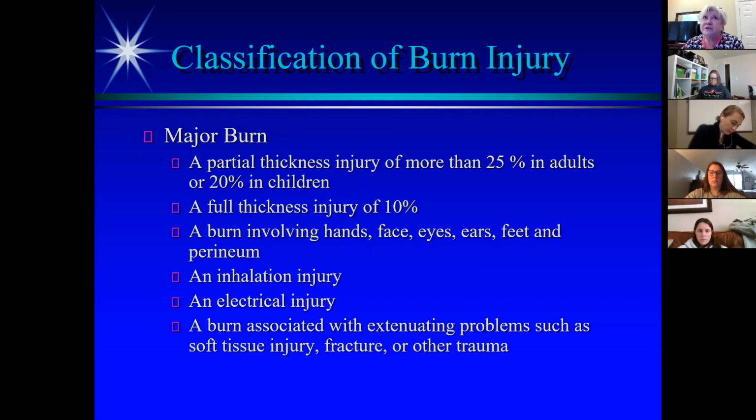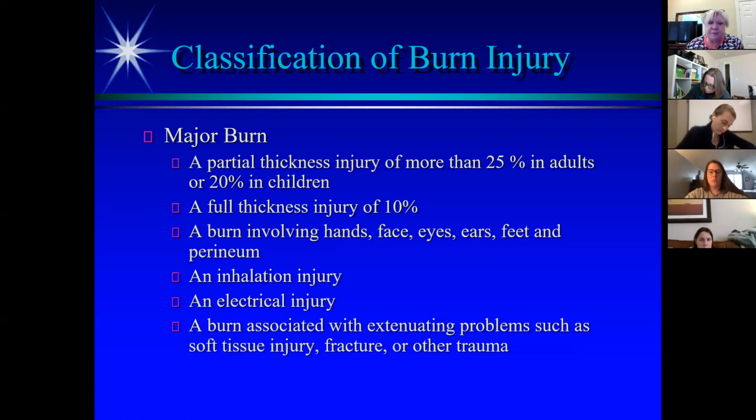of greater than 10%. If you got a significant partial thickness burn of anything on your face, ears, eyes, feet, perineum, that requires hospitalization. Any inhalation injury, we're going to talk about inhalation injuries, an electrical injury, or any other concomitant injury, like if you got a shock and you fell off a roof and you broke your femur. If there's a concomitant injury that goes along with it, or you were in a trauma and the car caught on fire, anything like that would involve hospitalization if there's other problems.